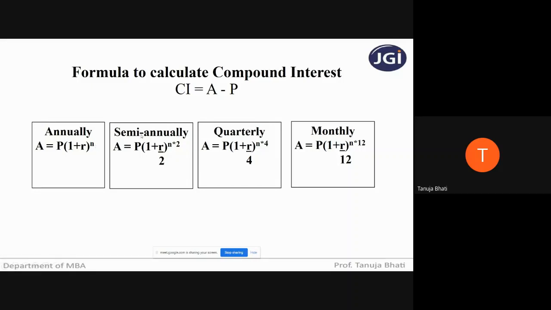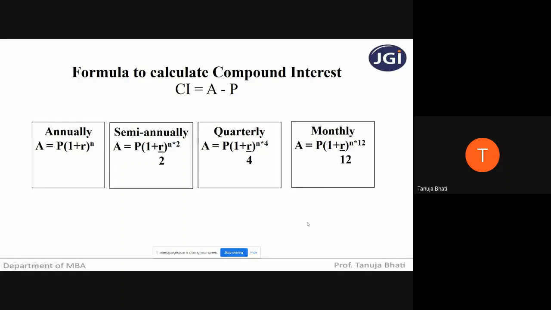Semi-annually, the formula remains the same. If it is semi-annually, you divide R by 2 and multiply N by 2. If it is quarterly, you divide R by 4 and multiply N by 4. If it is monthly, you divide R by 12 and multiply N by 12. If it is daily, you divide R by 365 and multiply N by 365.